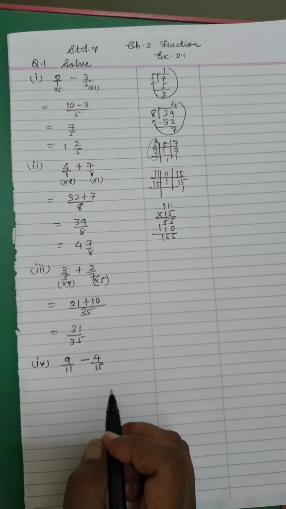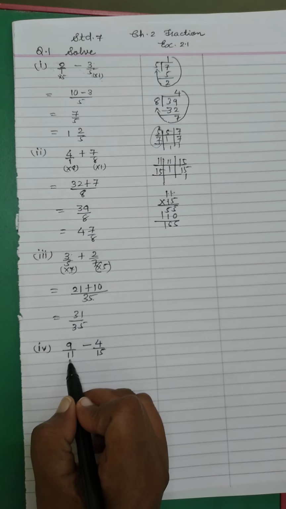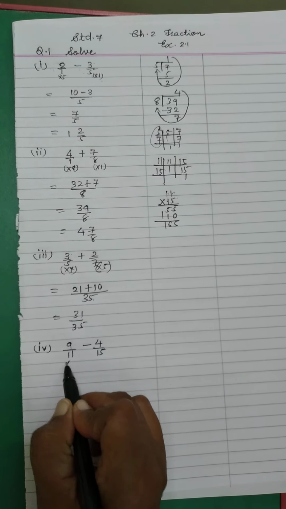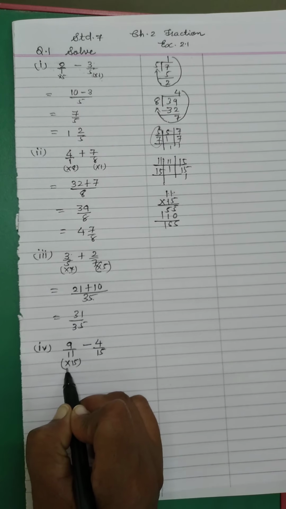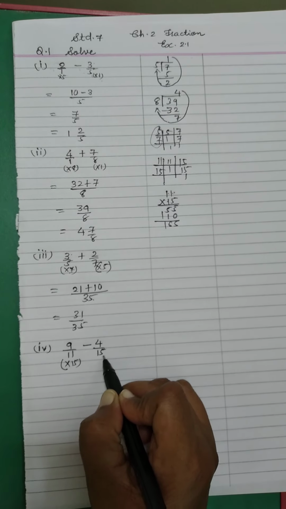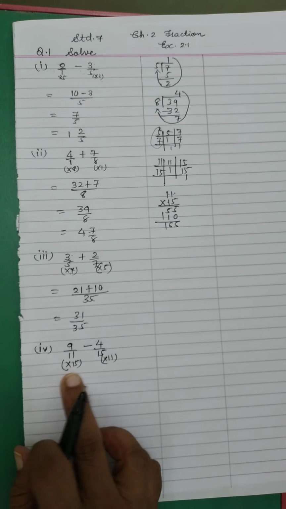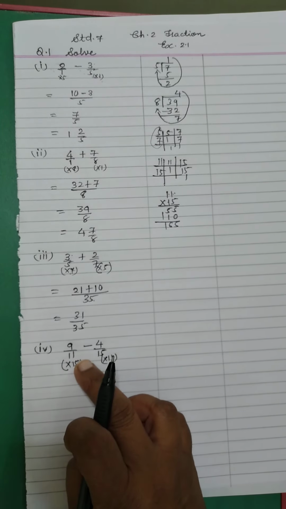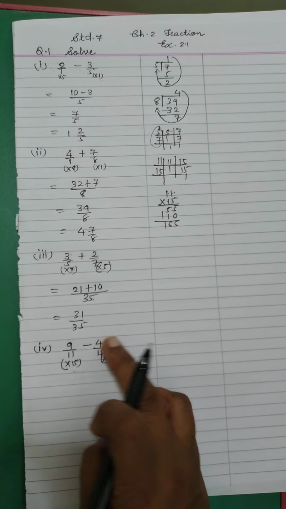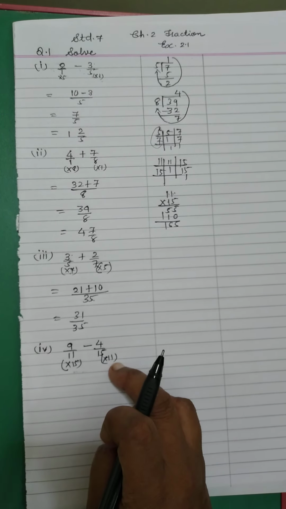165 LCM. So I want 165 here. So I will multiply 11 multiply 15. So 165. Yeah, 15 is given. So 15 multiply 11 is equal to 165. Now 9 multiply 15 and 11 multiply 15. Here 4 multiply 11 and 15 multiply 11.